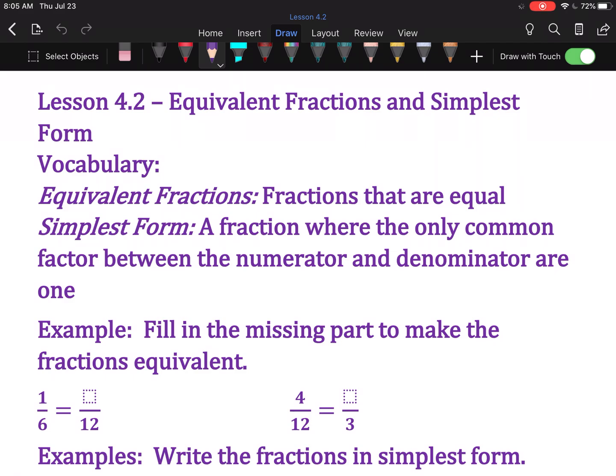So our first lesson is on equivalent fractions and simplest form. Equivalent fractions are two fractions that are equal to each other, and simplest form is a fraction where the only common factor between the numerator and denominator is 1. Simplest form just means I can't reduce the fraction any further.